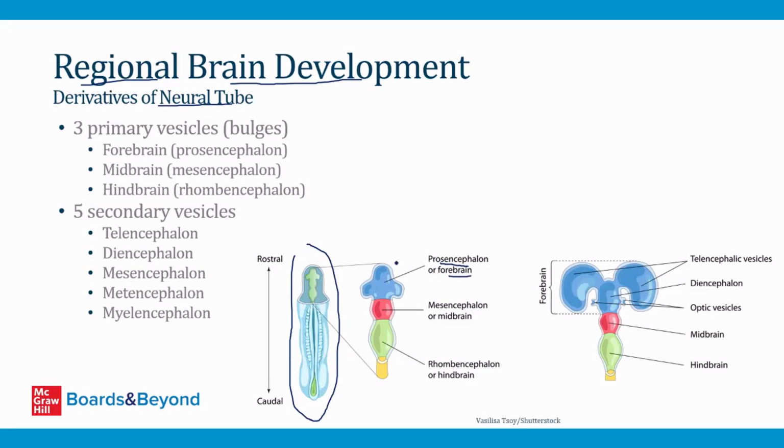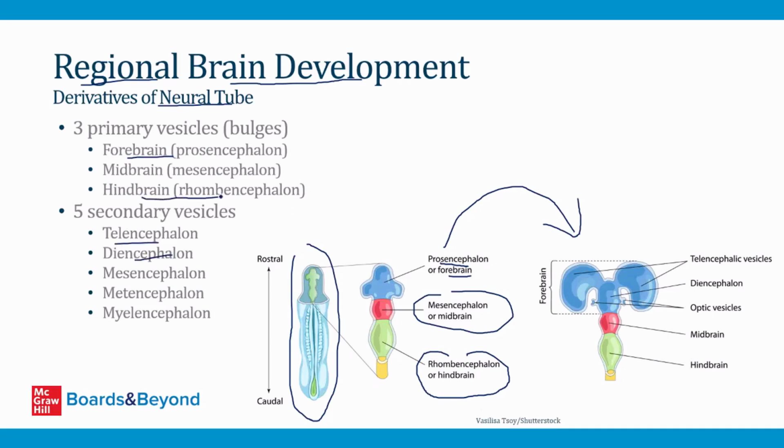This is going to become the cerebral hemispheres. Then you have the mesencephalon, or the midbrain, and then finally at the bottom, the third vesicle or bulge is called the rhombencephalon, or hindbrain. After this, more bulges are going to develop. So the prosencephalon, the forebrain, is going to divide into two structures, the telencephalon and the diencephalon. And then the hindbrain, the rhombencephalon, is going to divide into two structures, the metencephalon and the myelencephalon.